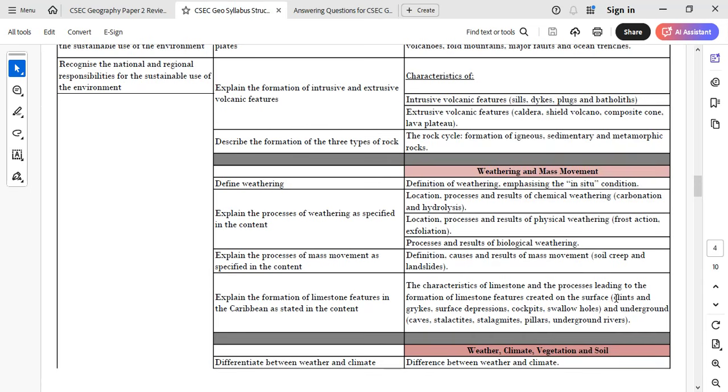So know what the surface features are, what the subsurface features are, and what the characteristics of the limestone itself are that make it susceptible. Know that the chemical properties of the rock, its porosity, its permeability, its rock structure, all of those play a big role. Understand where in the Caribbean you have limestone: Jamaica, Barbados, Hobson's Cave, etc.